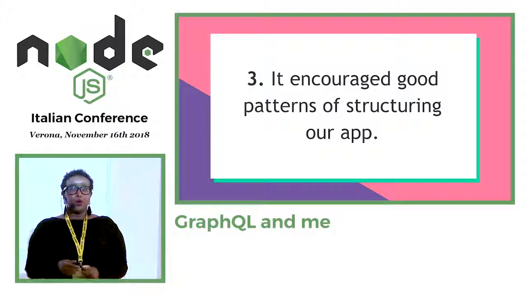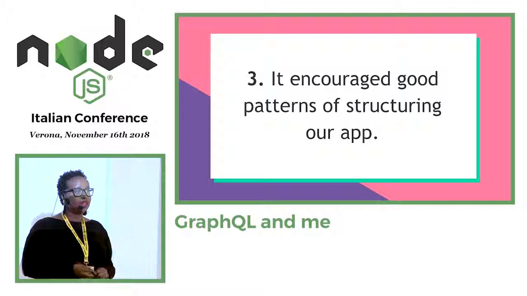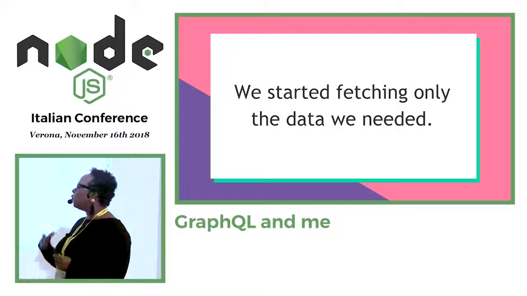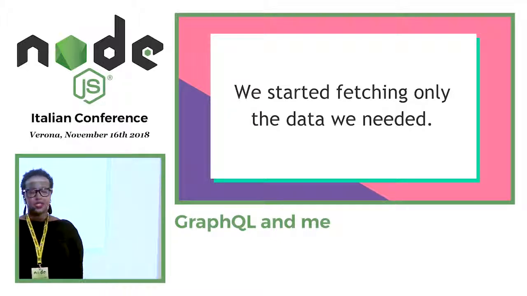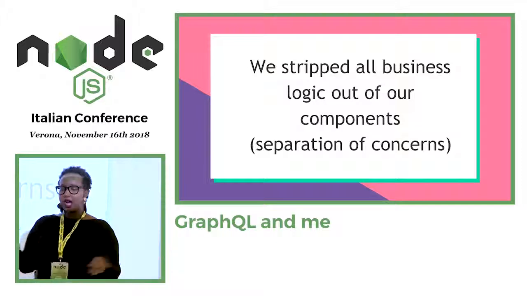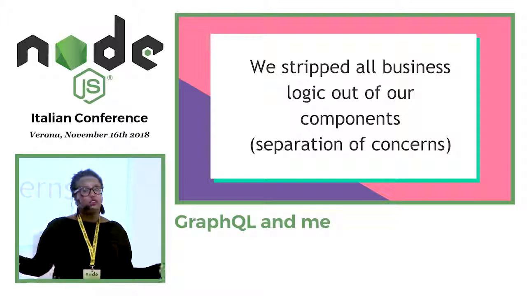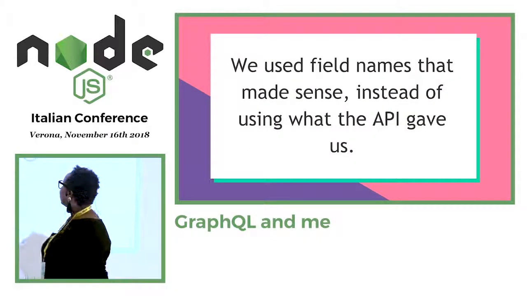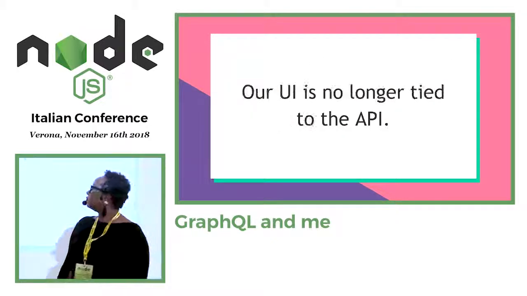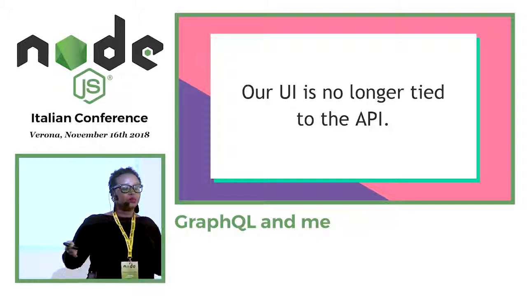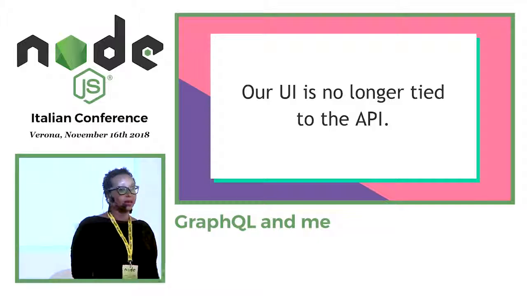One of the benefits that we found with GraphQL is that it encourages really good patterns of structuring your application. We started fetching only the data we needed. We stripped out all our business logic from our components and had true separation of concerns. We started using field names that actually made sense to our application. On our UI, most importantly, our UI is no longer dependent on this third-party API.